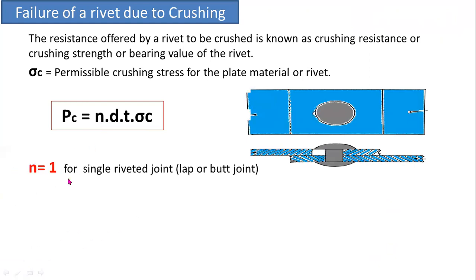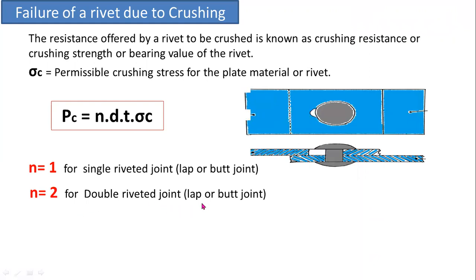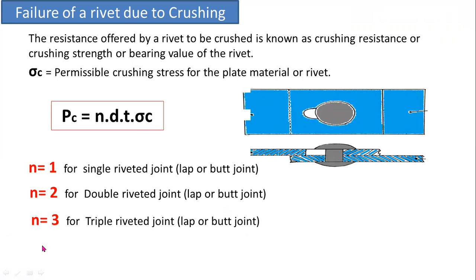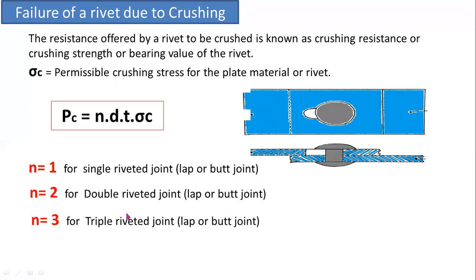Here n equals 1 for single riveted lap joint and single riveted butt joint. n equals 2 for double riveted lap joint and double riveted butt joint. n equals 3 for triple riveted lap joint and triple riveted butt joint. n equals 4 for quadruple joint. d is the diameter of the rivet and t is the thickness of the plate. Sigma c is the crushing stress induced in the plate material or rivet material.